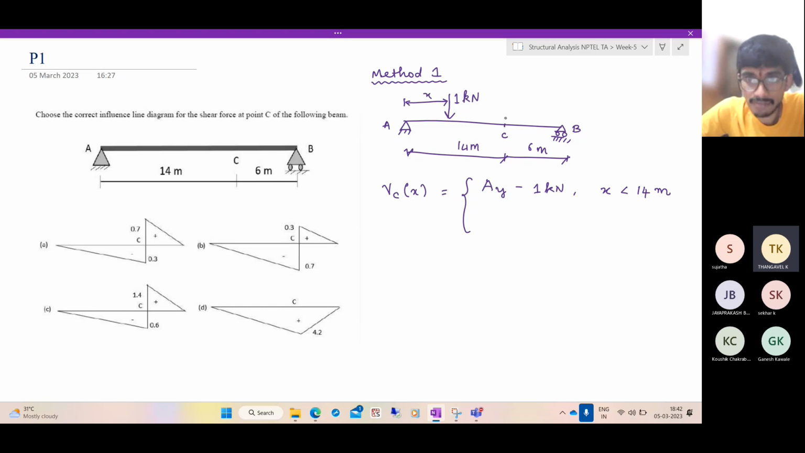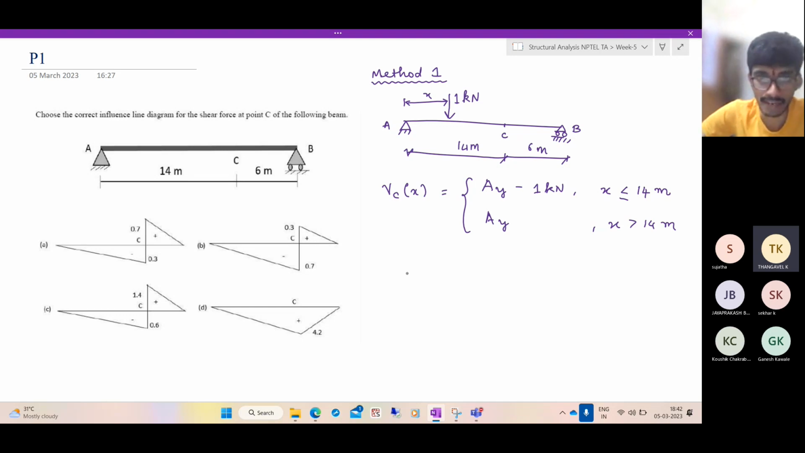And when the load has crossed the point C, if you look on the left hand side, what do you have? You have only AY. So when X is greater than 14 meters. At the point X equal to 14 meters, we are not really defining it because the function is discontinuous. It doesn't matter what value it takes. You can have it be left continuous or right continuous. No problem.